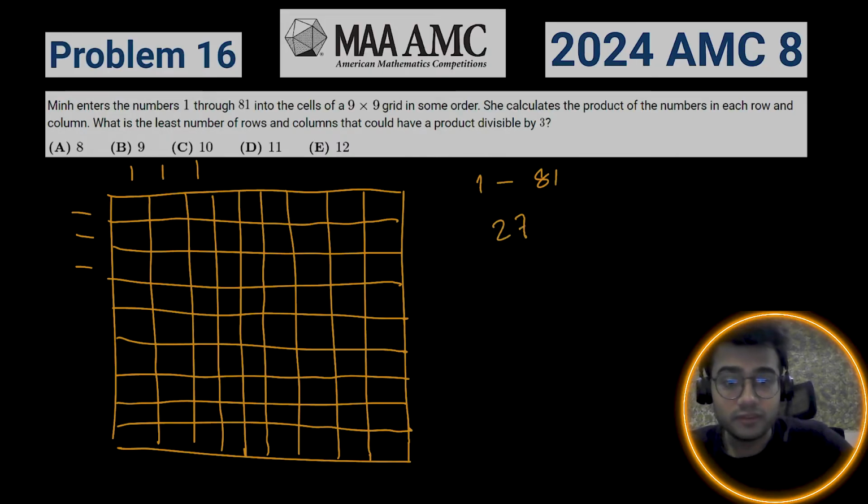So we have 27 dangerous numbers, because wherever these numbers are, they will eliminate that row and column, because that row or column would have a product that is a multiple of 3. So wherever any one of these 27 numbers is, that row or column is going to be eliminated. So we want to minimize that. We want to minimize the number of rows and columns that get eliminated.